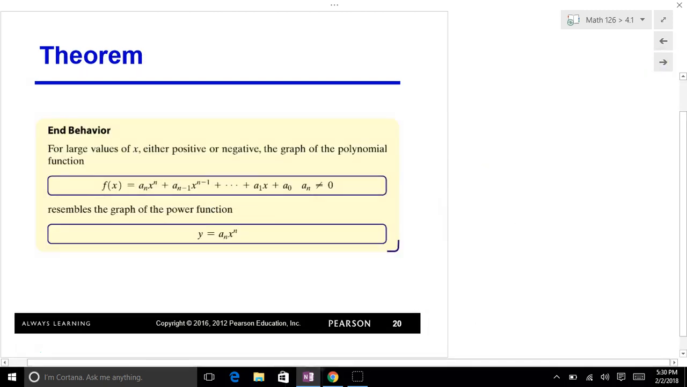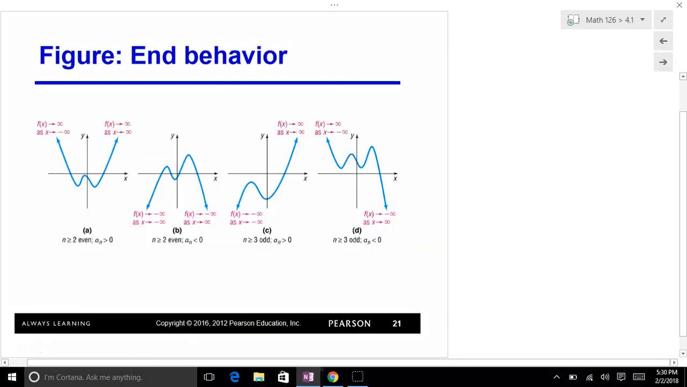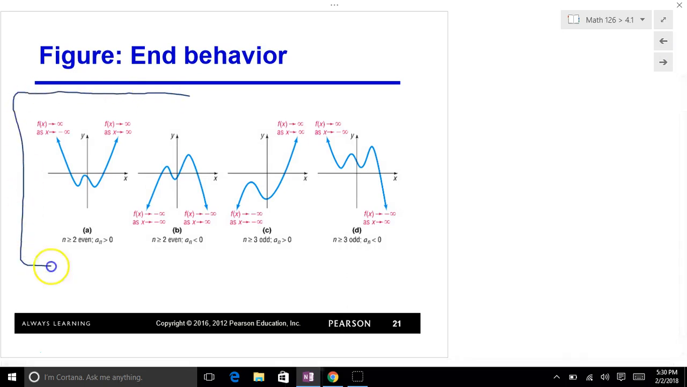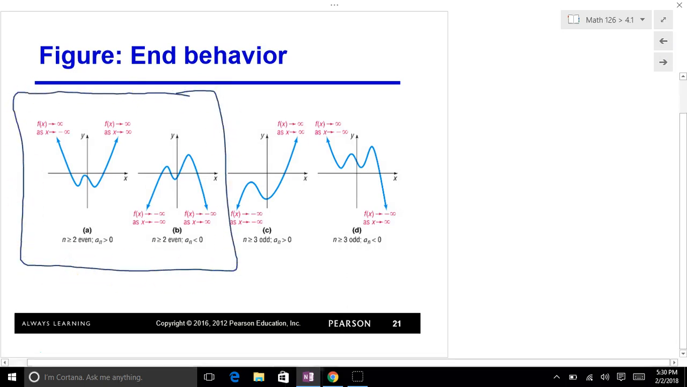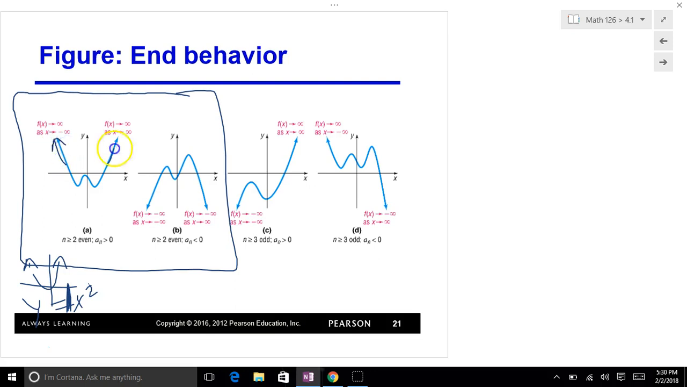So we mentioned a little bit about the end behavior, right? Your end behavior is going to resemble that power function right there in the beginning. So here's what you want to think about. These two are even functions. I always think about x squared. So anytime you have an even degree, x squared, second power, and your leading coefficient is positive, you're going to go up to the left and up to the right.